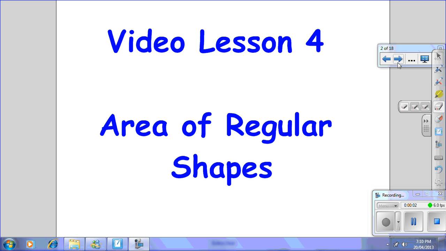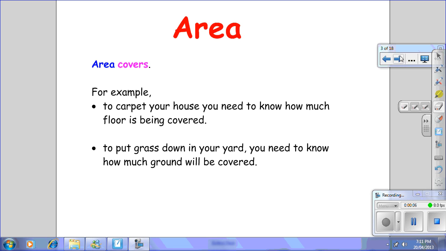2D measurement with algebra, and the area of regular shapes. Remember that area talks about when something is being covered. So if you go to the store and you want to buy carpet for your house, they sell it by the square unit. They want to know how much of the floor you're covering. So you need to go in with the area.